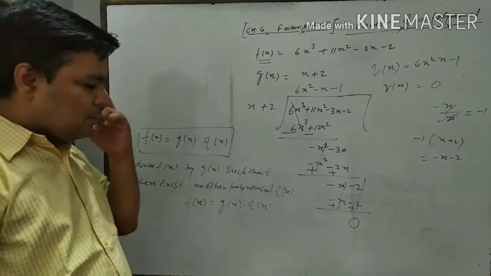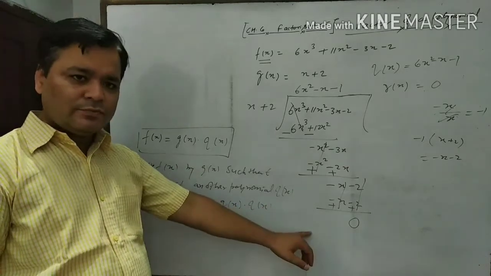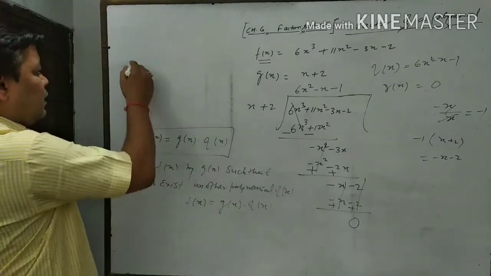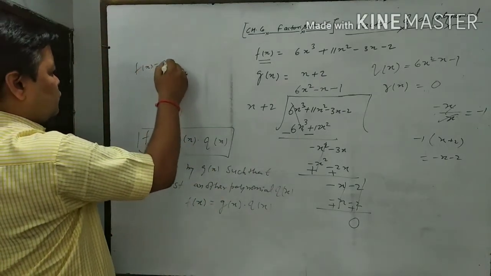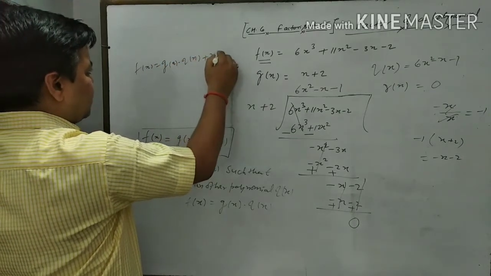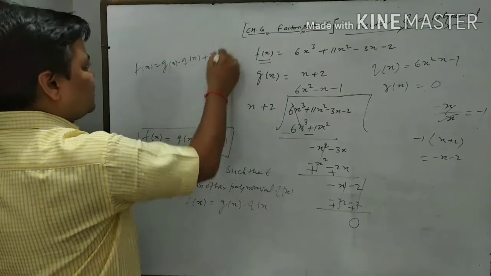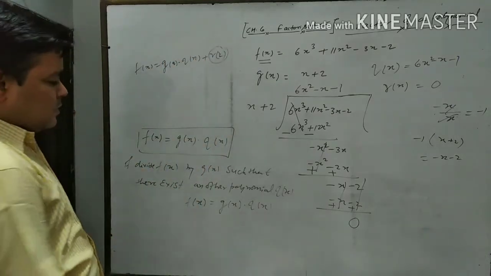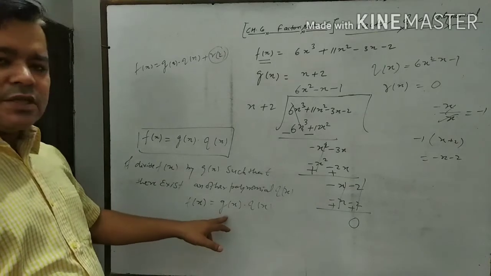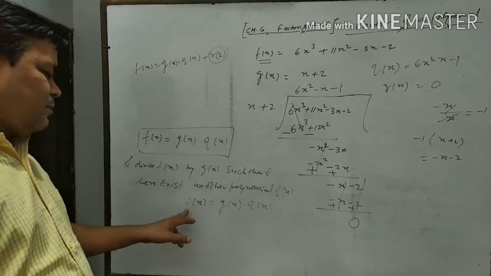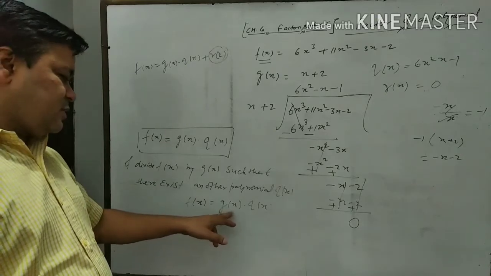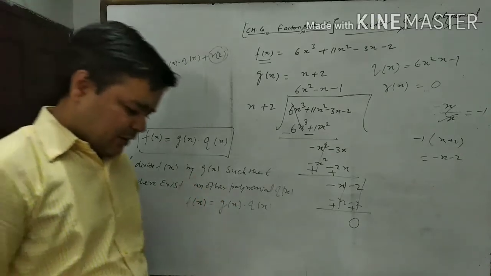Why? Because here remainder is 0, and according to the division algorithm for polynomials, f(x) is equal to g(x) into q(x) plus r(x). Here this value is 0. It means it will take this form, and in this case we can say that g(x) is the factor of polynomial f(x).